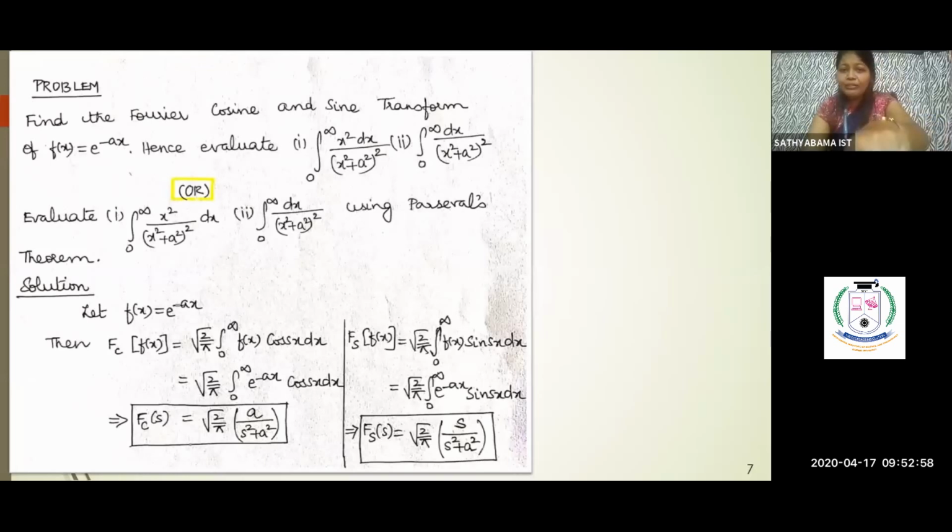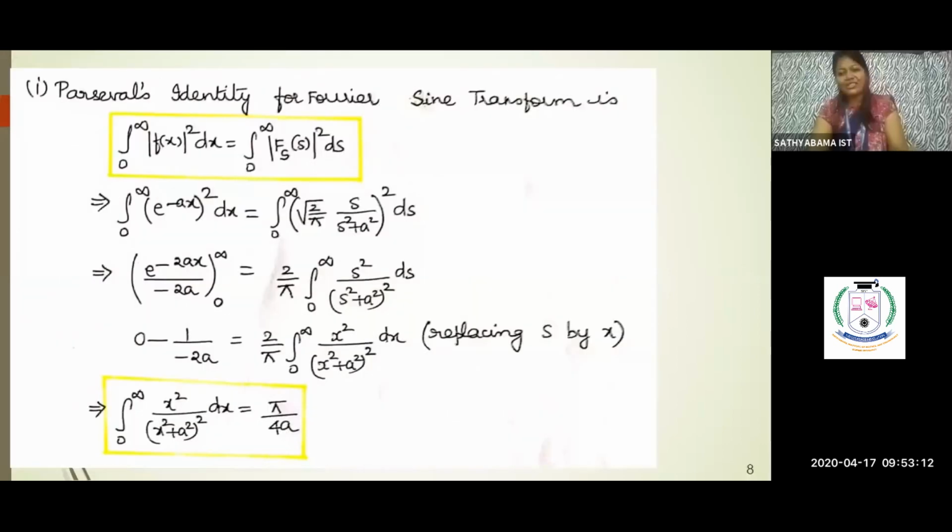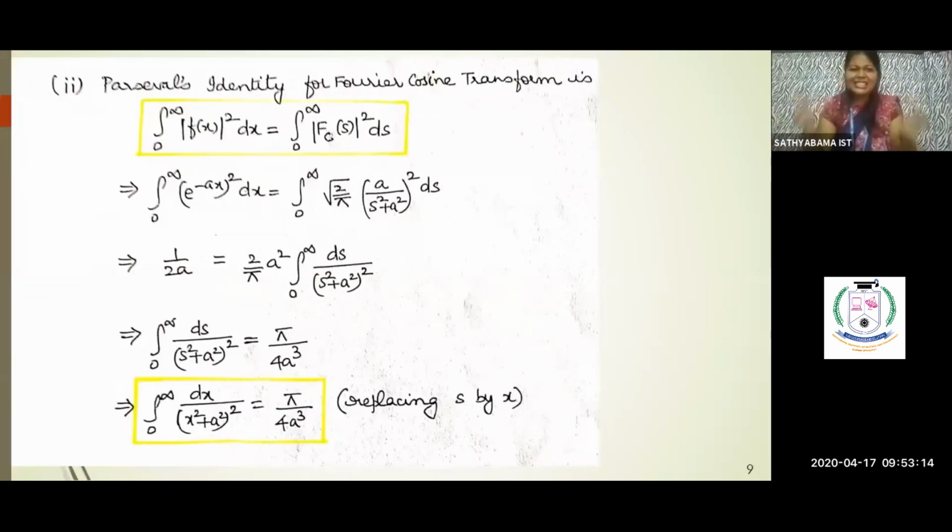How do we find the second one? The second one has dx by x square plus a square the whole square. So which transform gives you a by a square plus s square? Cosine transform. So next we will consider Parseval's identity for Fourier cosine transform. State the identity and just simplify. You will get the result automatically.